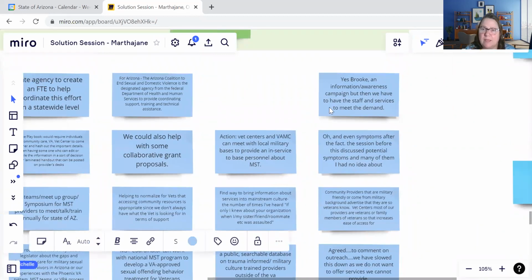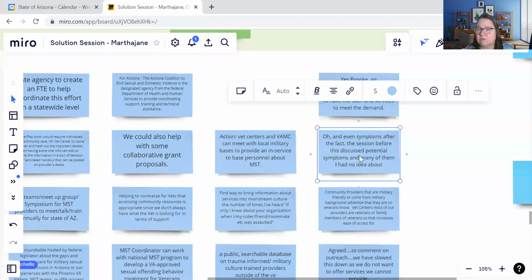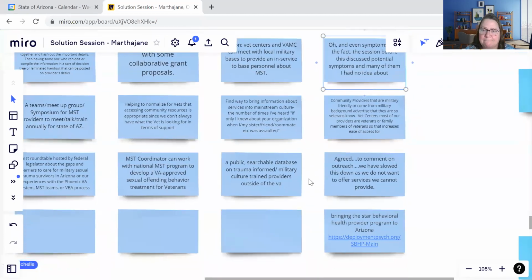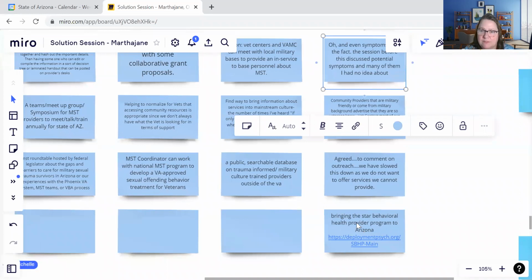Information and awareness campaign. Yep, that's very true. Information and awareness is awesome. And then you have a million customers that you can't serve, right? Symposiums after the fact, the session before that discussed potential symposiums, and many of them I had no idea about. So some sort of way to get those resources known. Bringing the STAR behavioral health provider program to Arizona, with a link to it.